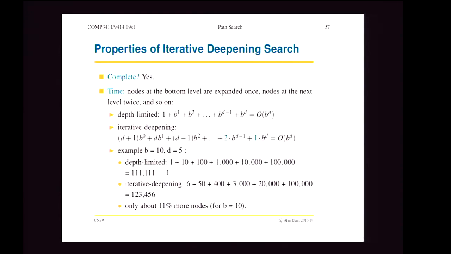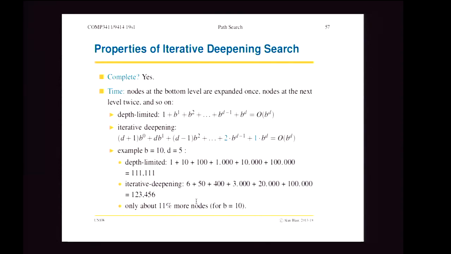Now, if we do iterative deepening, it turns out that you expand the root node 6 times and each of the first nodes 5 times and so on. So the number of nodes is actually 1, 2, 3, 4, 5, 6, which is only 11% more. So this is really the important thing. If the branching factor is high, almost all of the search effort goes into the last stage.